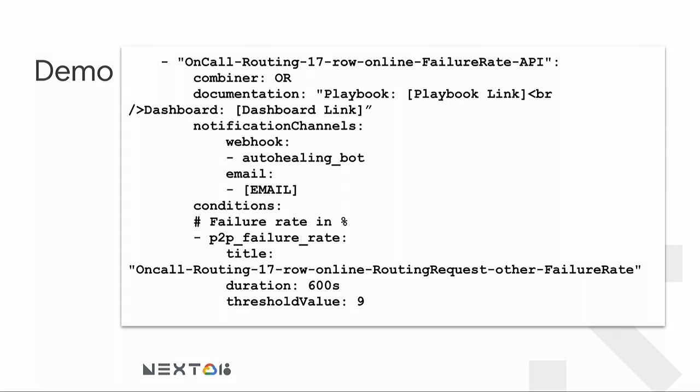We can see that it's pretty easy to read. Any developer can easily modify the notification channel's duration or threshold if needed. The combiner allows me to choose whether to trigger the alert if all the conditions are met or at least one of them. In the notification field, we can choose one or more. For example, in this example, the alert will send an email and trigger our webhook that will call the auto-healing bot with the details of the incident.